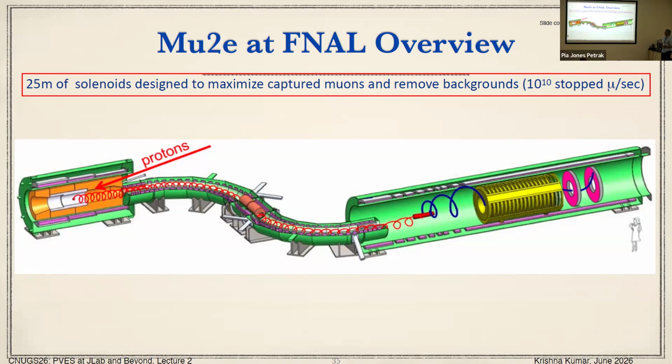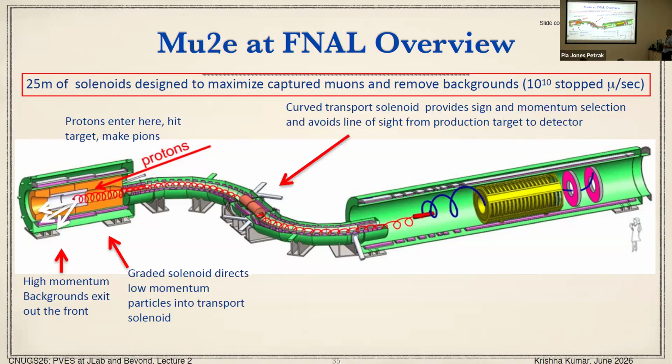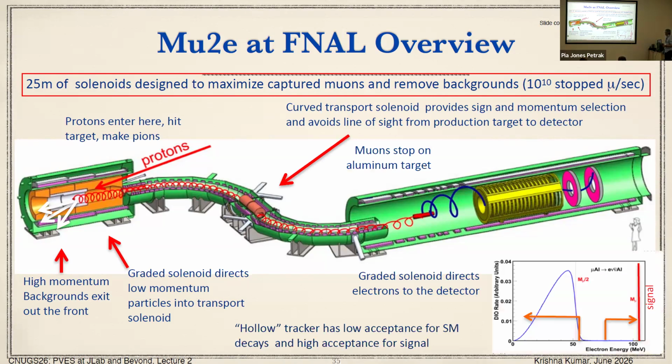So this experiment is being done. These are extraordinarily complicated. This is a magnetic bottle. You can see here that the magnetic field is graded so that the particles are forced to channel in this direction. It's called a magnetic bottle. So yeah, graded solenoid directs low momentum particles, et cetera, et cetera. And then you're looking for the signal here. So you have ordinary muon capture, you're supposed to see nothing here, and then you're supposed to see this signal.